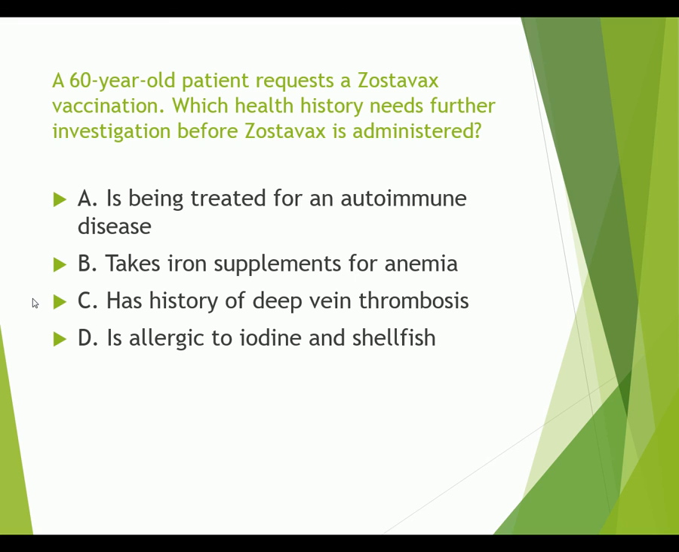A 60-year-old patient wants to have a Zostavax vaccination. What health history should we ask about? We need to know if he's being treated for an autoimmune disease, because Zostavax is a live virus, and if he is immunosuppressed, he could have an extremely bad outbreak of shingles. So we want to make sure we don't give the shingles vaccine to someone who's autoimmune.